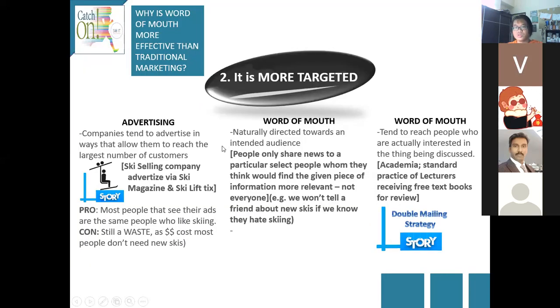Basically it's two stories about a ski selling company and also about a strategy known as the double mailing strategy. This story will explain why word of mouth is simply better than conventional marketing, and it's more targeted. It's very simple, just a few phrases. The ski selling company story is about television ads as opposed to word of mouth, and also the double mailing strategy.